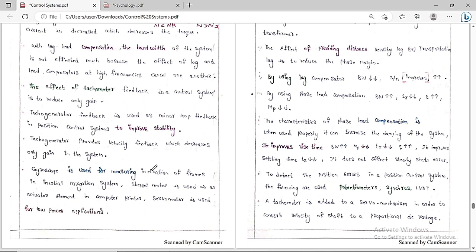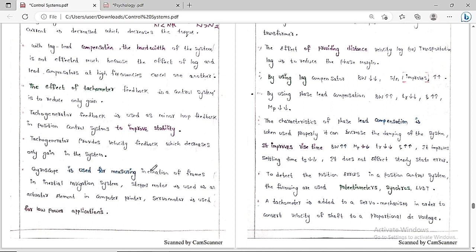So in simple words, I can say the gyroscope is used for measuring the inclination of the frames in the case of inertial navigation system, and the stepper motor is used as an actuated element in a computer printer. Actuated element means it is going to move the computer print above and below, downward. Whereas the servo motor is used for low power applications.